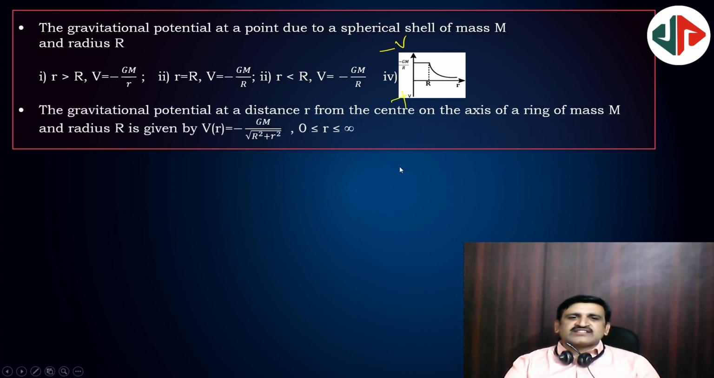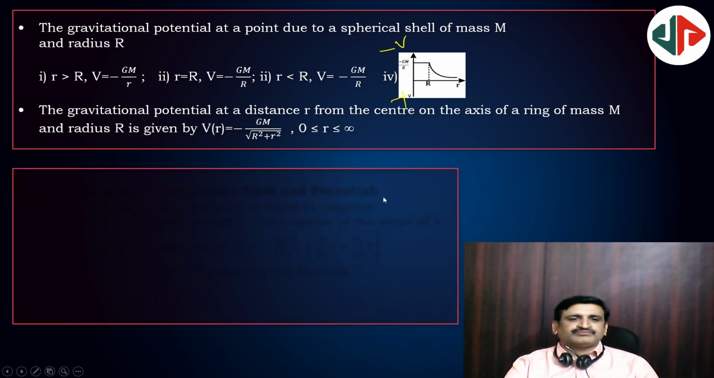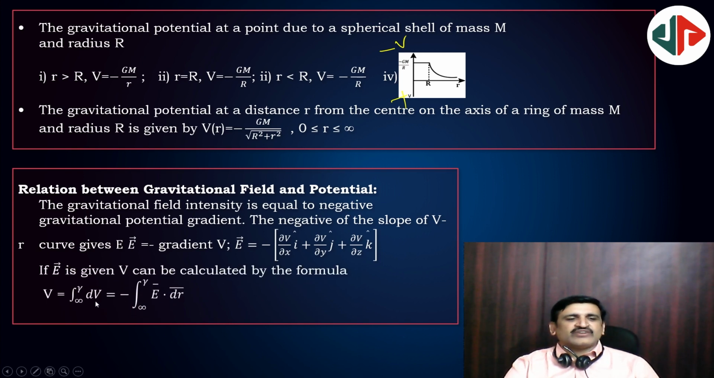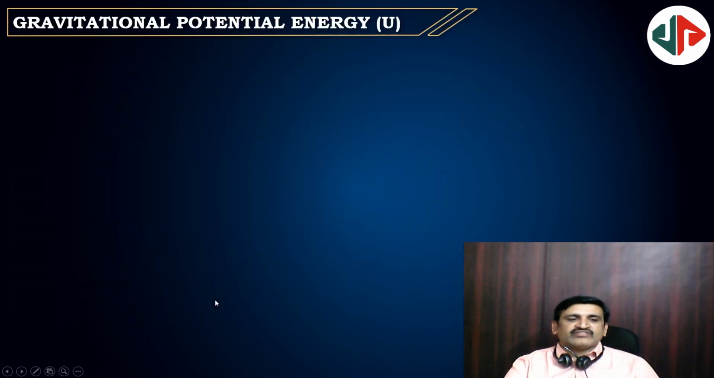Gravitational potential at a distance r from the center, on the axis of a ring of mass M and radius R, is given by V equals minus GM by square root of r square plus R square. Next, the relation between gravitational field and potential: the field is the gradient of V, that is E equals minus (∂V/∂x i plus ∂V/∂y j plus ∂V/∂z k). Or V equals integral dV, that is nothing but integral E dot dr, from infinity to r.